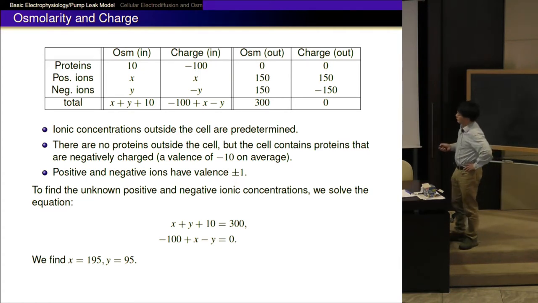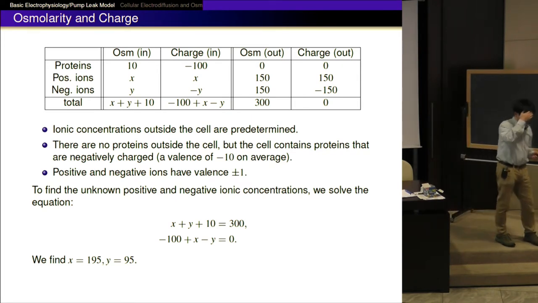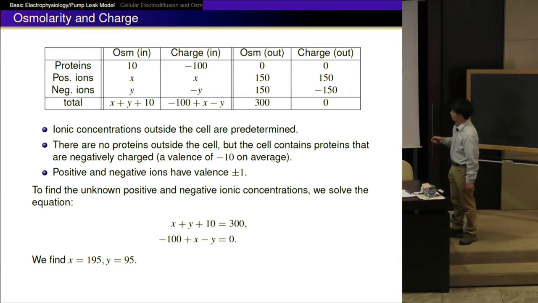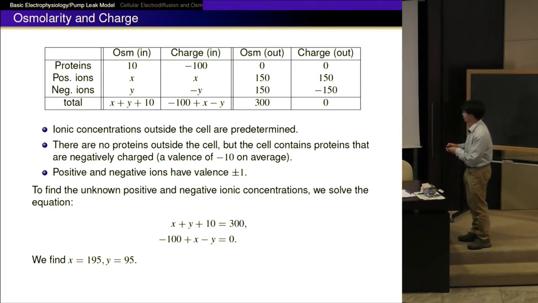Now, inside the cell we have proteins and other stuff, and they are usually negatively charged. The DNA phosphate backbone is negatively charged. Amino acids are typically negatively charged. So these organic stuff, let's say they are big molecules, they carry minus 10 ions each, and let's say we have 10 millimolars of those proteins inside, or amino acids, whatever they are, inside the cell. So this is again very crude.